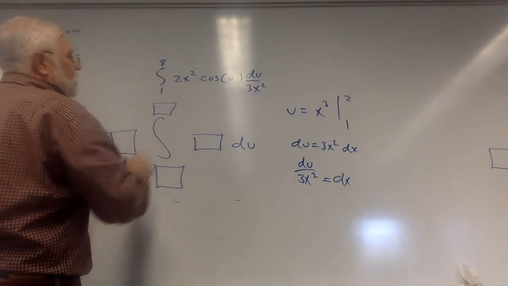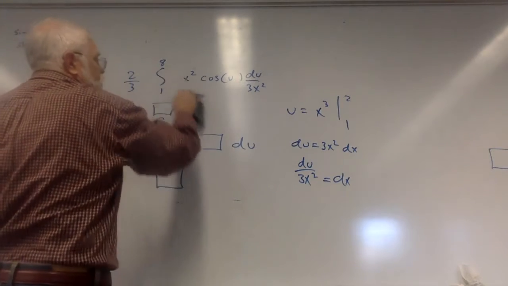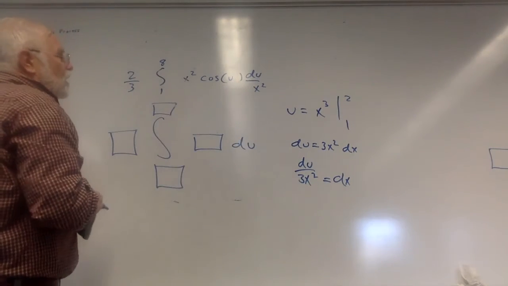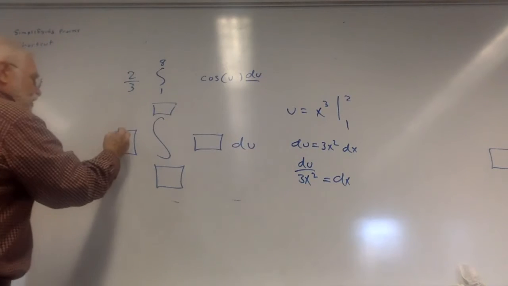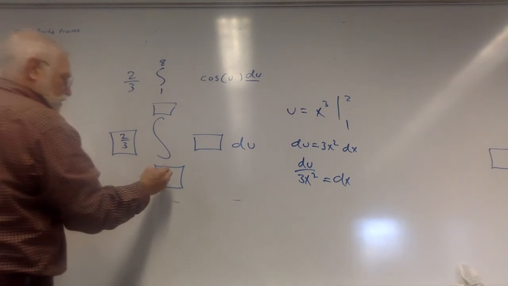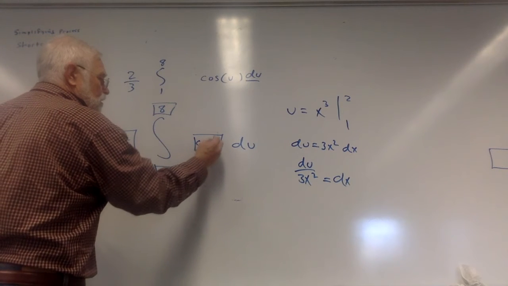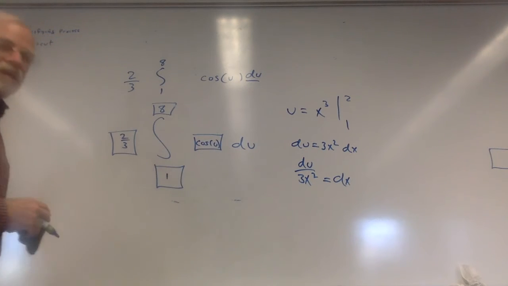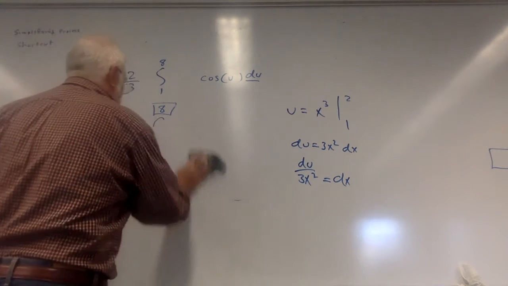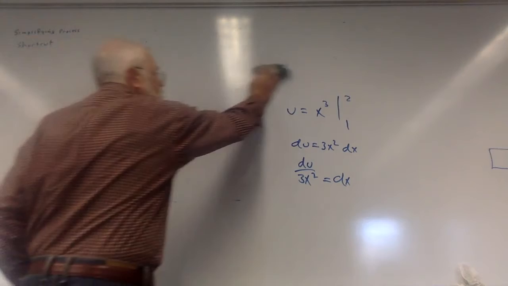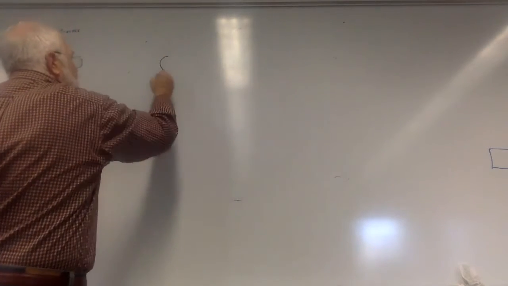Hopefully you can see that 2/3 can come out. What happens to the x squareds? They cancel. And so final answer, 2/3, 1 to 8, cosine u, du, and you filled in the boxes. And let's try one more. And with a little practice, you don't even have to write the u's.